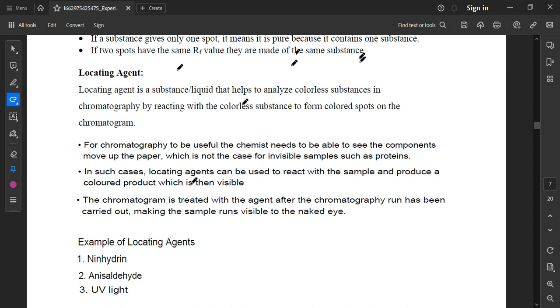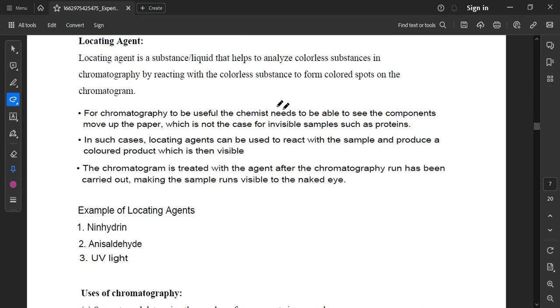A locating agent is a substance or liquid that helps to analyze colorless substances in chromatography by reacting with the colorless substance to form colored spots on the chromatogram. For chromatography to be useful, the chemist needs to be able to see the components move up the paper, which is not the case for invisible samples such as proteins.